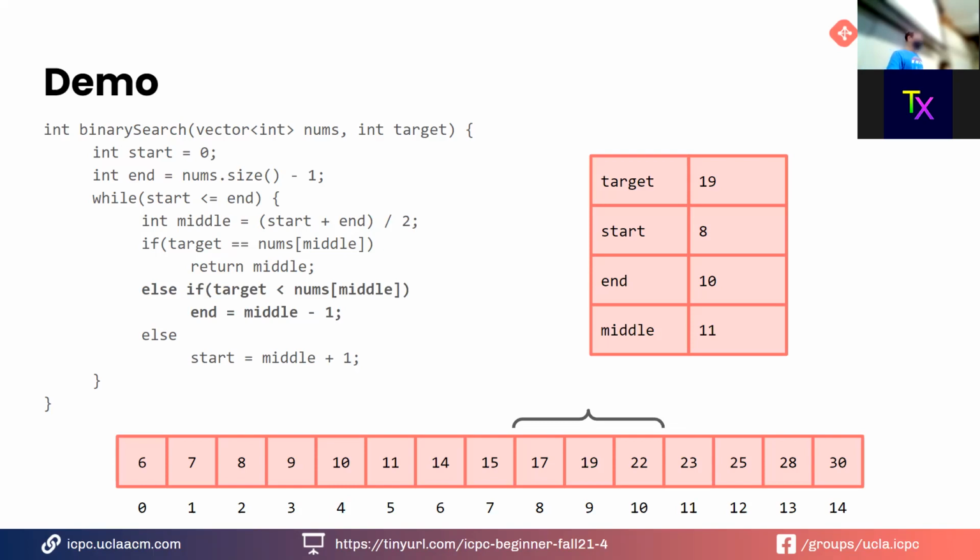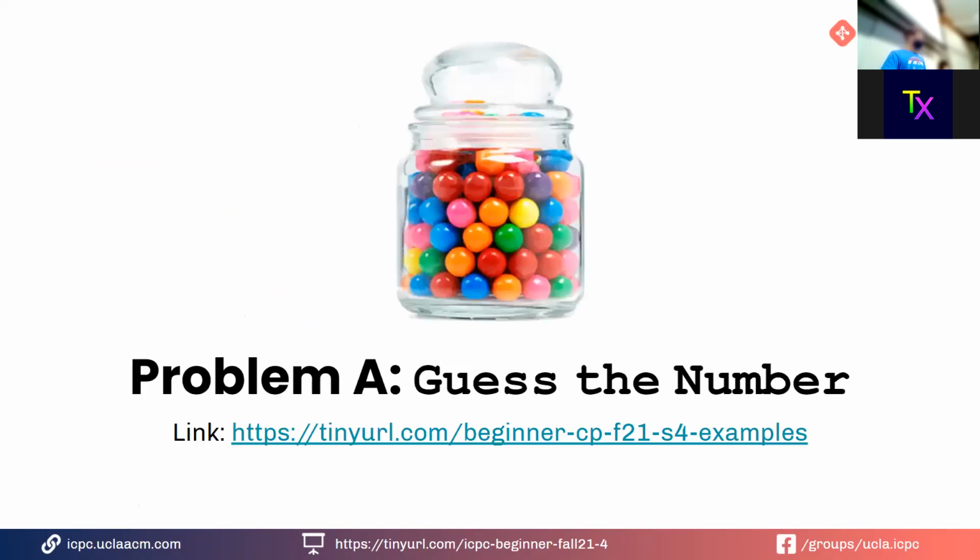And we calculate the middle one last time. Middle of 8 and 10 is 9. What's in 9? That's 19, which is exactly what we're looking for. So we return our index, which is 9. Little demo code and some starter code for the examples. And now let's move on to our first problem.